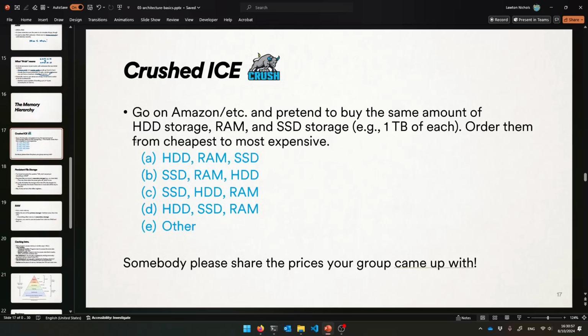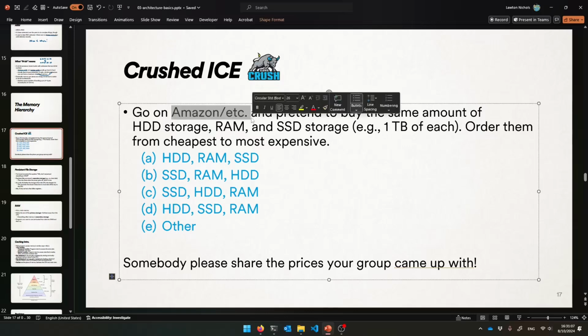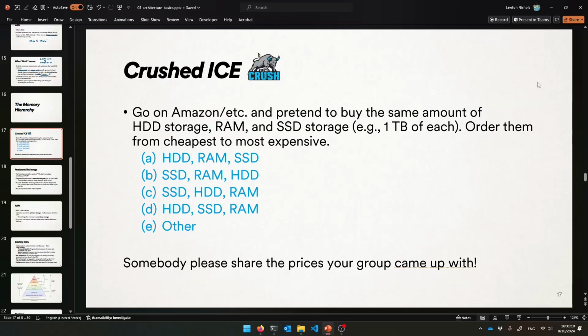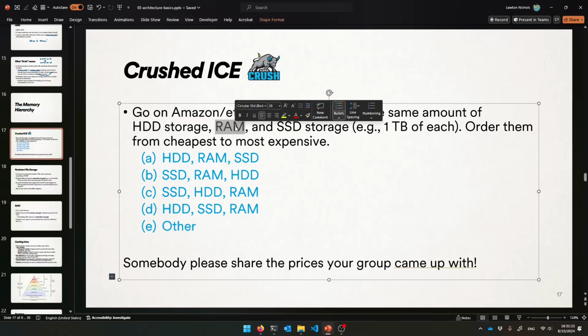So here's a question for you to try. All right, go pause the video, see if you can get some numbers and understand the reasoning behind this separation. So like go to Amazon, go to Newegg, whatever the website is that people like to go to buy hardware these days, and just search for, put in your pretend cart, try to buy the same amount of spinning hard drive storage, try to buy the same amount of RAM, and try to buy the same amount of SSD storage. So SSDs are alternatives to spinning hard disks these days. So pretend like you want to buy about 1 terabyte of each, okay?